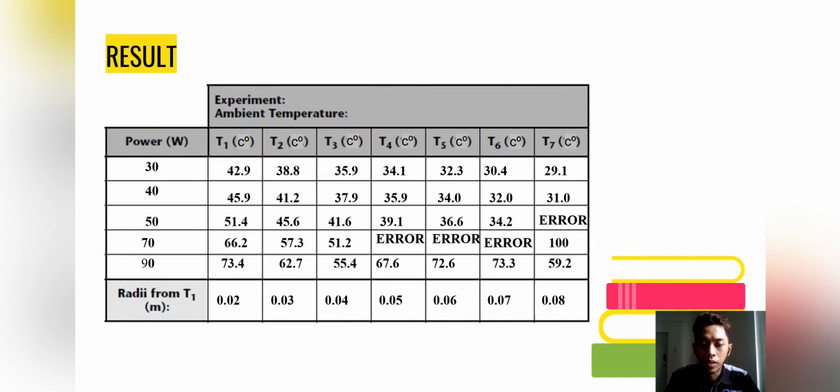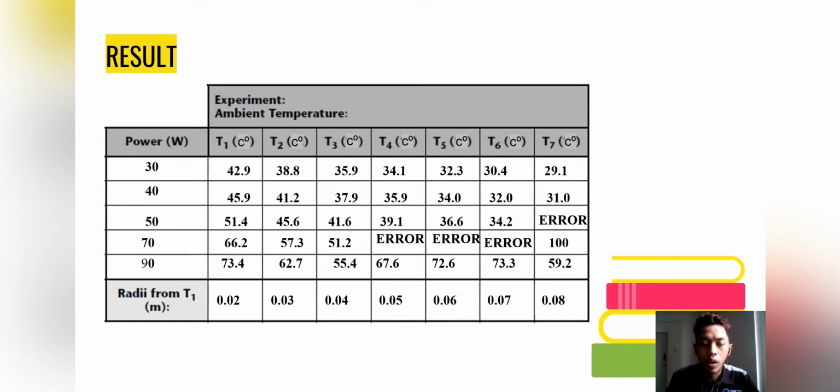So this is our result from our experiment. As you can see, the result is valid. For the power of 30 watt, the temperature from thermocouple 1 until temperature 7 is decreasing. It is also the same for the power of 40 watt, 50 watt and 70 watt. But at 70 watt, as you can see at temperature 7, we get 100 degrees Celsius.